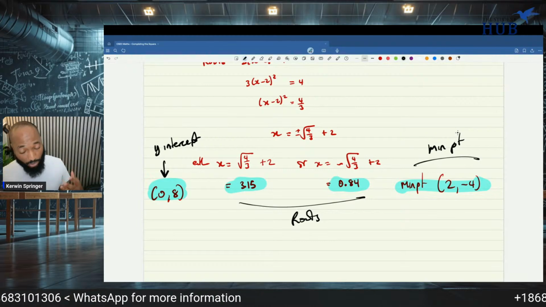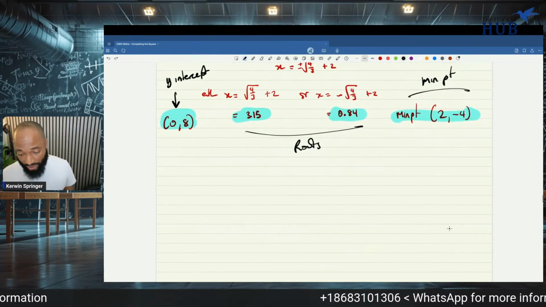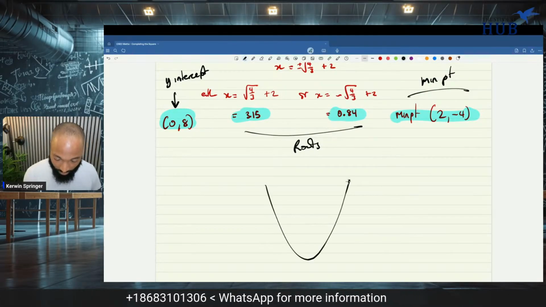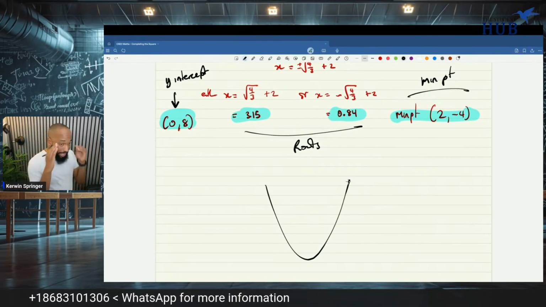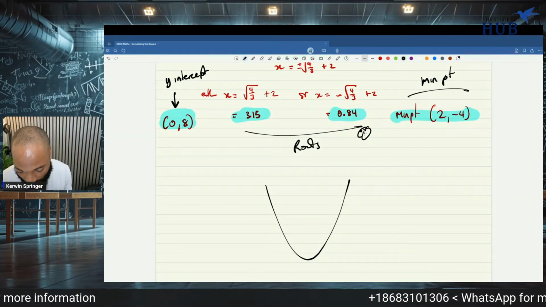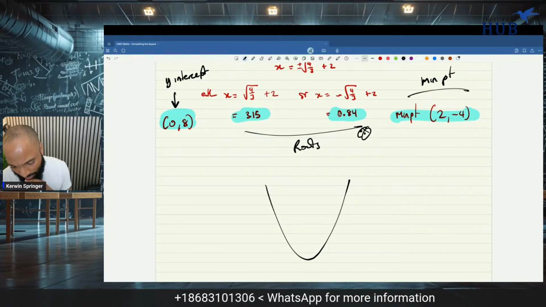Well, if it's a minimum point, the graph is going to look like this, and that's the first thing you have to do. Just draw the curve. It's a sketch, so just draw the curve like this. Trust me on that one. Draw the curve. Now examine these fellas first. If you have to put them in, this is the next guys you want to examine, the roots. One is 0.84 and one is 3.15.